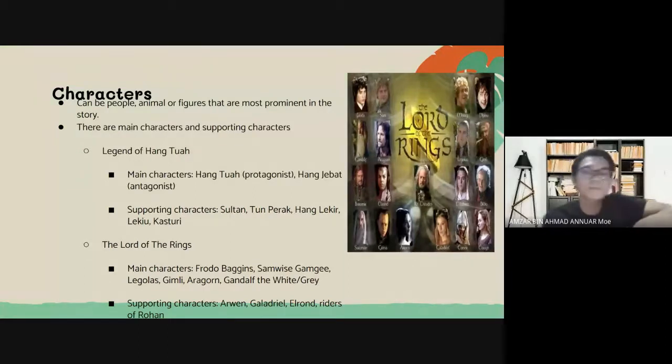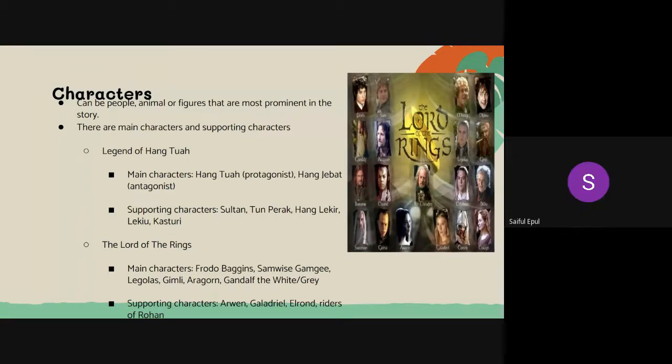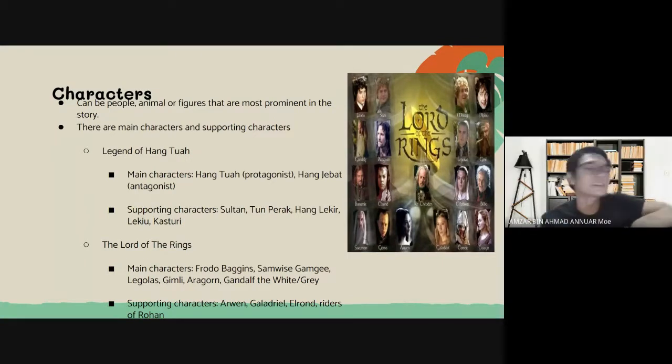Siapa boleh jawab? Yes, Syahril. Tiger. The main character number 1 is Tiger. Are there other main characters in the story? Ada main character yang lain tak dalam cerita ni? Ada tak? Tak ada. Cerita ni berkisarkan tentang harimau ni saja. Tak ada sudut pandangan daripada watak lain. Tapi supporting characters ada. Siapa supporting characters dalam cerita How the Tiger Got Its Stripes?